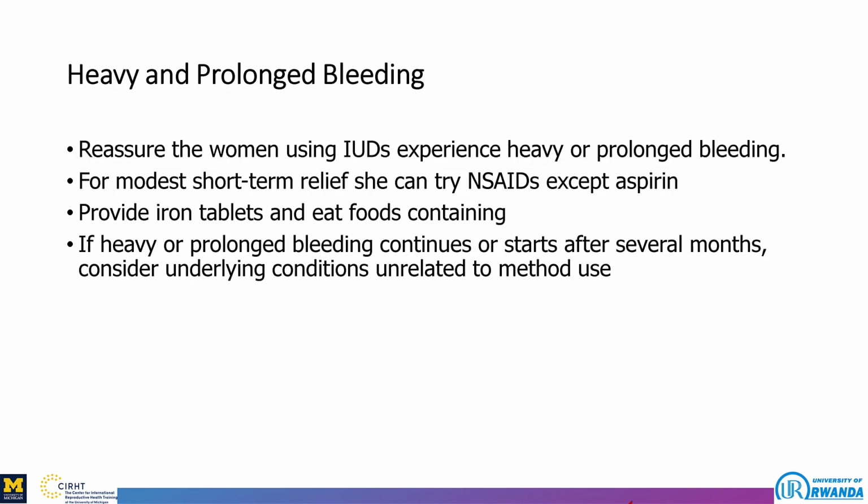If the heavy or prolonged bleeding continues or starts after several months, then we need to consider underlying conditions unrelated to the method used. We need to consider other conditions that may make the woman experience heavy or prolonged bleeding. Like we said, we can consider, for example, myomas. The woman may be having myomas, and these myomas, like fibroid, may show a similar clinical presentation to when the woman was using the intrauterine contraceptive device. So we need to rule out those medical conditions also.